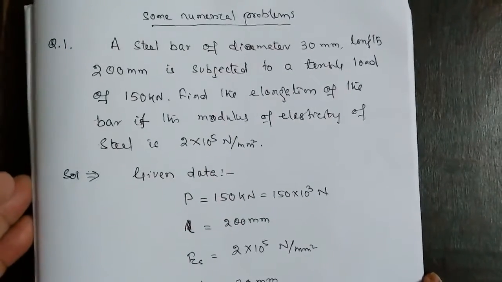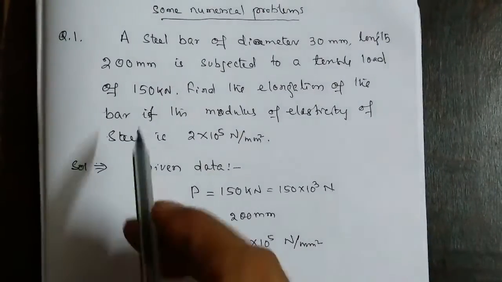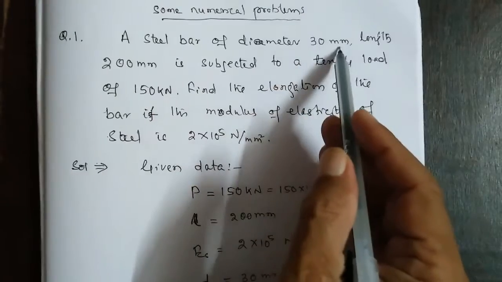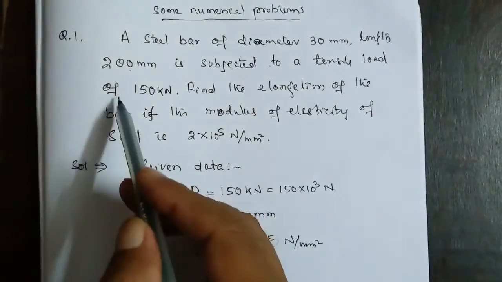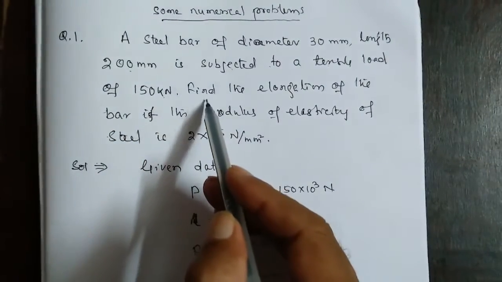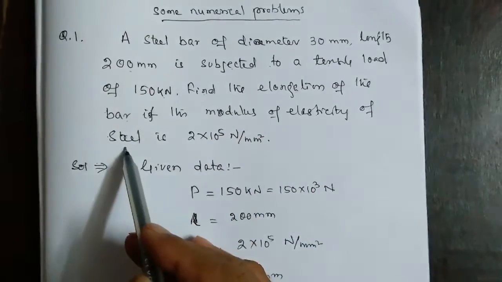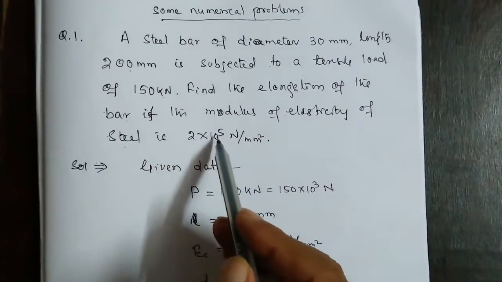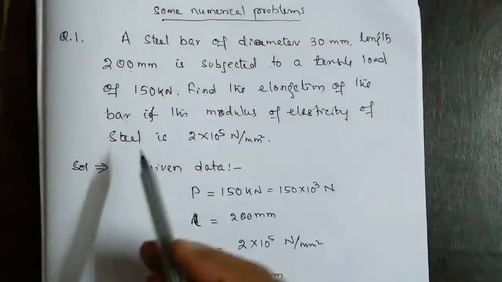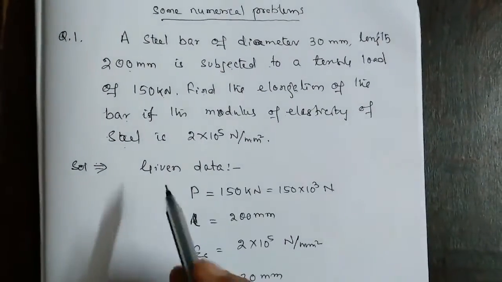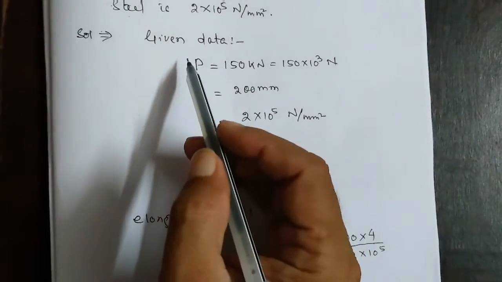Let us solve one problem. Our first question is: a steel bar of diameter 30 mm, length 200 mm is subjected to a tensile load of 150 kilonewton. Find the elongation of the bar if the modulus of elasticity of the steel is 2 into 10 power 5 Newton per mm square. Generally such a question comes in the examination. So how to solve it? Solution will be, always first make the list of the data given.